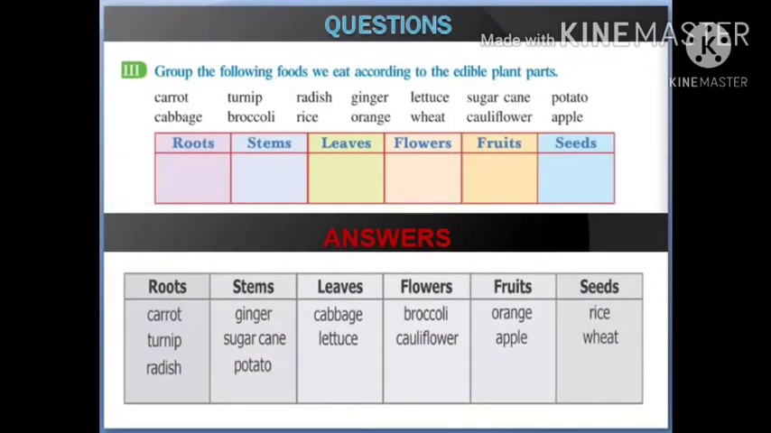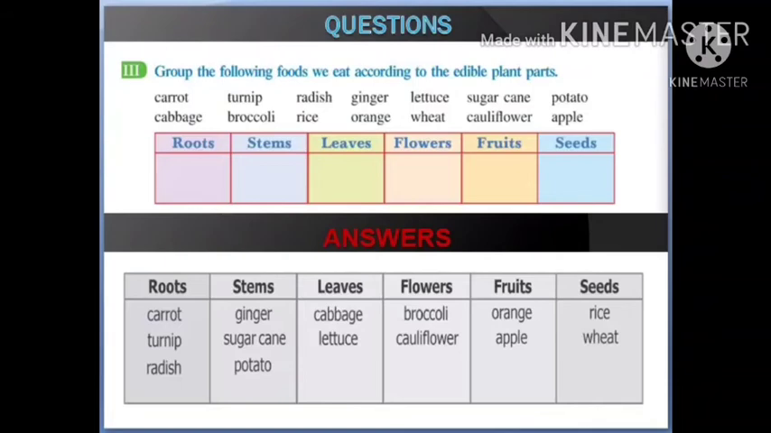Now let's go to question number 3. Group the following foods we eat according to the edible plant parts. Carrot, cabbage, turnip, broccoli, radish, rice, ginger, orange, lettuce, wheat, sugarcane, cauliflower, potato and apple. So carrot, turnip and radish are roots. Ginger, sugarcane and potato are stems.